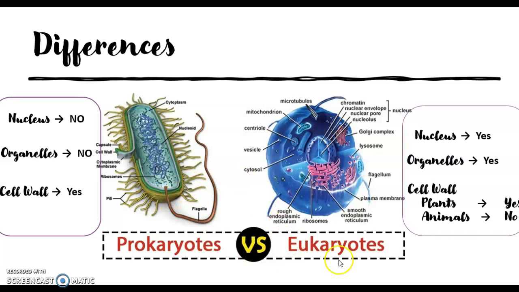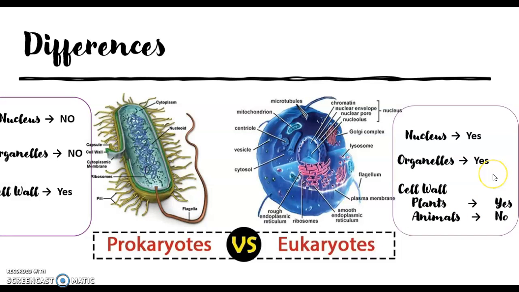Let's look at eukaryotes. Well, they have a nucleus, as you can see here, that has the DNA in it. They have these various organelles, as you can see. Plant cells will have a cell wall. Animal cells will not have a cell wall. So that's the difference between plant and animal cells. Okay, so these are the basic differences between prokaryotes and eukaryotes.